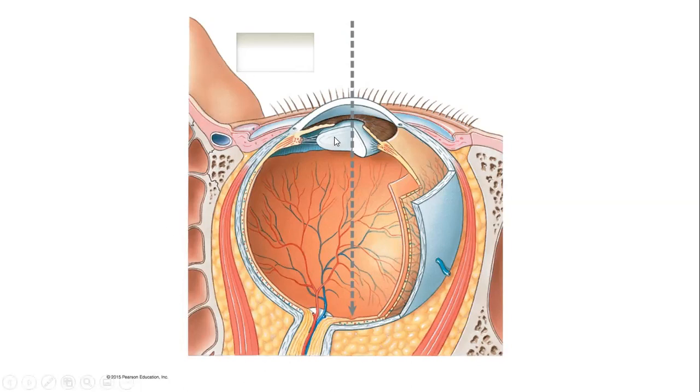There's your lens. They just kind of cut into it. There's a little bit of your iris going around here. Well, a lot of your iris. And then in here would be your aqueous humor. In here would be your vitreous humor or body. So it's pretty nice.